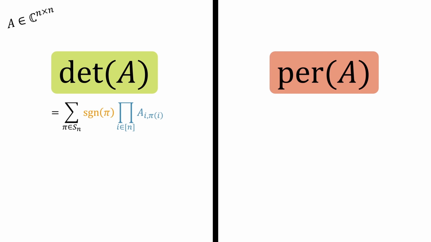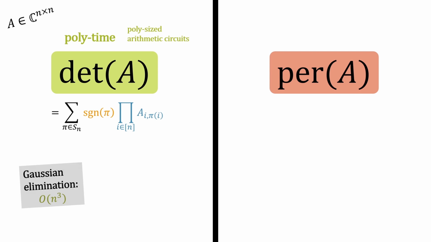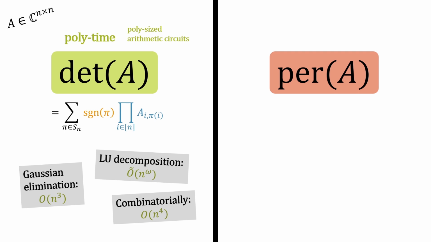Because as we all know, determinants can be computed in polynomial time. For example, Gaussian elimination can do it in O of n cubed operations. There is also a way of reducing determinants to matrix multiplication. This gives you O of n to the omega operations. And there are also nice combinatorial and division-free algorithms for computing determinants.